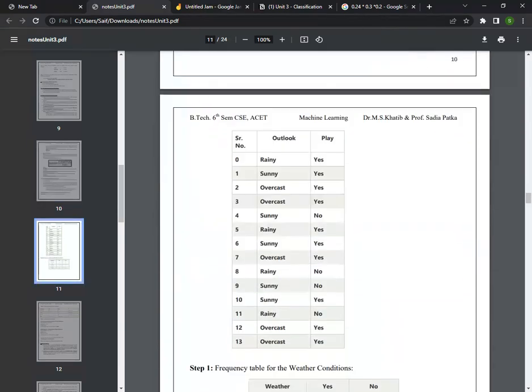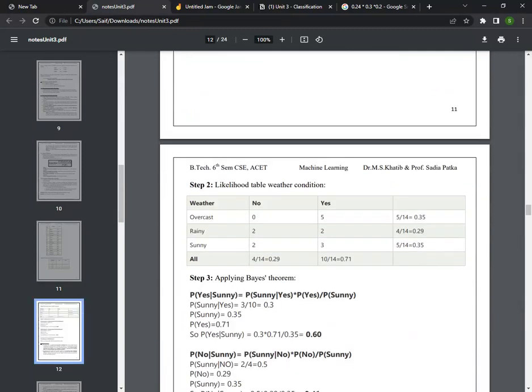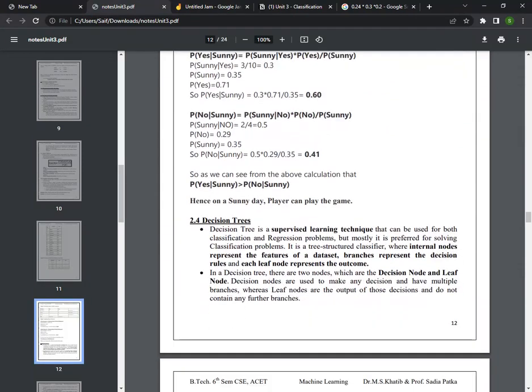Okay, then you can write the example that I have just shown you, and then we move on to decision tree. See, we have seen this before also: the probability of yes given sunny, and no given sunny. Don't read this. Just write the example that I have told you. It's much better and much easier to understand. If you go with this, you will be confused.